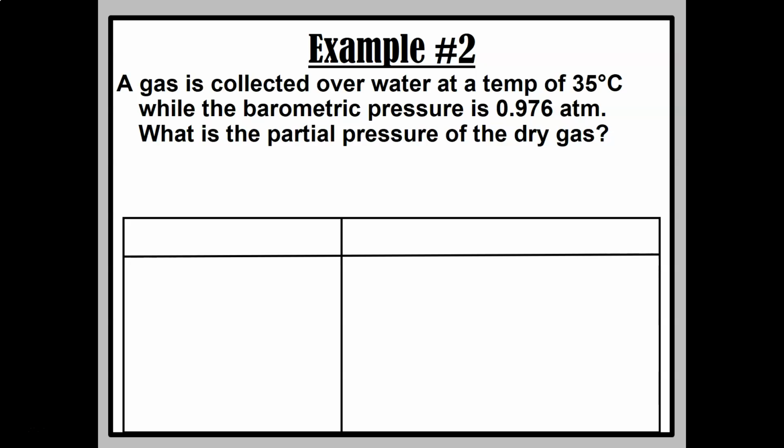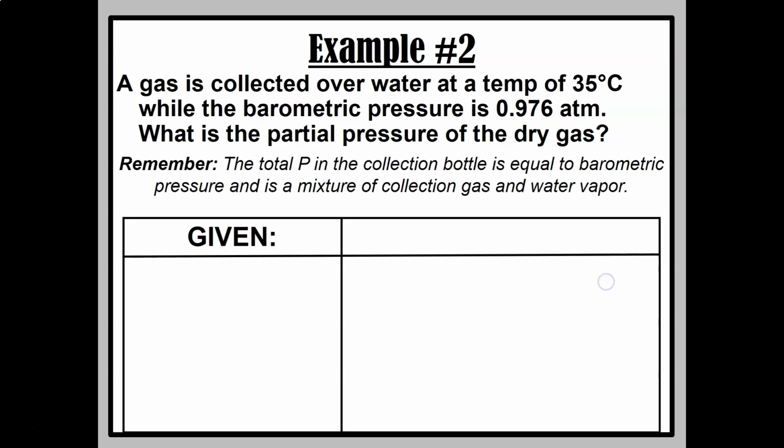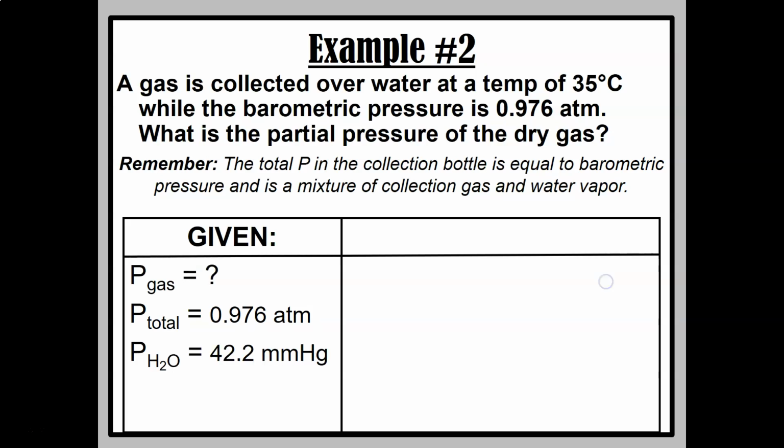One thing you should notice is at first glance this seems the same, doesn't it? We don't know our gas, but we know the total. We have to find the water vapor, but uh-oh, there's a conversion, right? Our chart is in millimeters of mercury, but I give you atmospheres. It doesn't matter if you convert atmospheres to millimeters or millimeters to atmospheres. The rounding will be a little different, but it won't matter, okay? As long as you make sure your units match, you're fine. Then we're right back to the same.